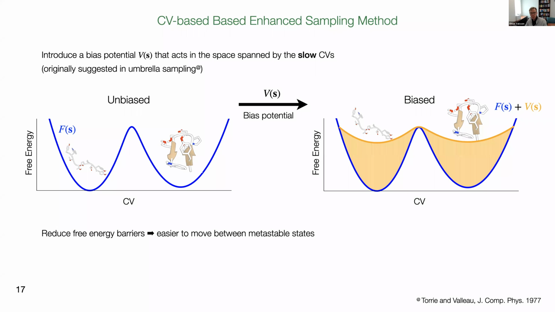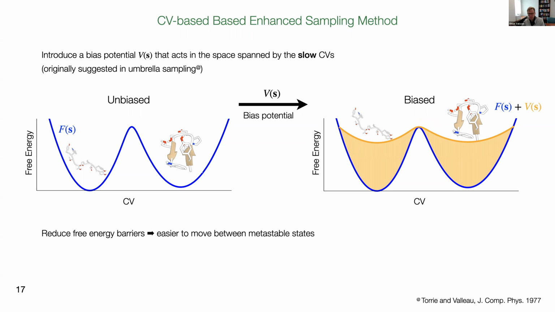So we need some more enhanced sampling method, something to improve this. And this is the idea of CV-based enhanced sampling methods. The idea is that we introduce a bias potential that acts in the space spanned by the slow collective variables. This was originally suggested in umbrella sampling. So here we have the unbiased system with 2 metastable states with a high free energy barrier. Now we introduce some bias potential so that the barrier between the 2 states is reduced. So it's easy to move between the 2 metastable states.